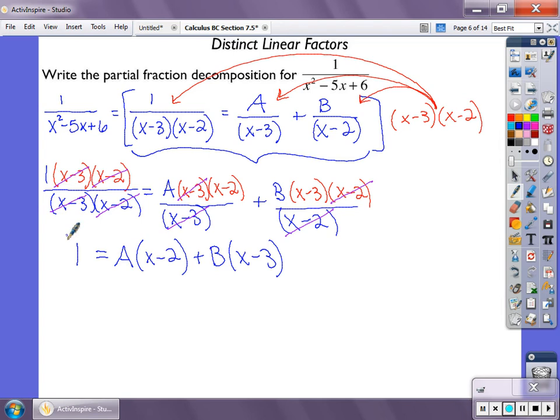Now we need to figure out who a and b are, so we're going to choose convenient values of x. And by what I mean by that is, hey, what makes one of these 0? And so in this case, x equals 2 makes this factor right here 0. And so plugging in 2 any place I see an x, we're going to get 1 equals a times 0, because 2 minus 2 is 0, plus b times 2 minus 3, which is negative 1. So that's gone. You're left with 1 equals negative b, and so b is equal to negative 1.